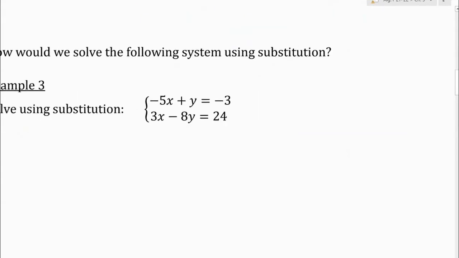All right, but here's the new part for today. What if you don't have one of these that's already solved for a variable? Well, then fix it. Like this thing right here, if I wanted y all by itself, I would just take that 5x to the other side. So I'm not going to look at this anymore. I'm going to look at that. And now I have something I can plug in for y.